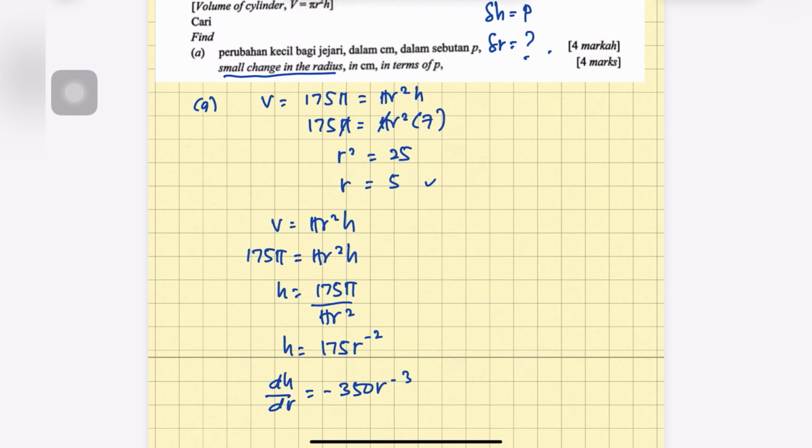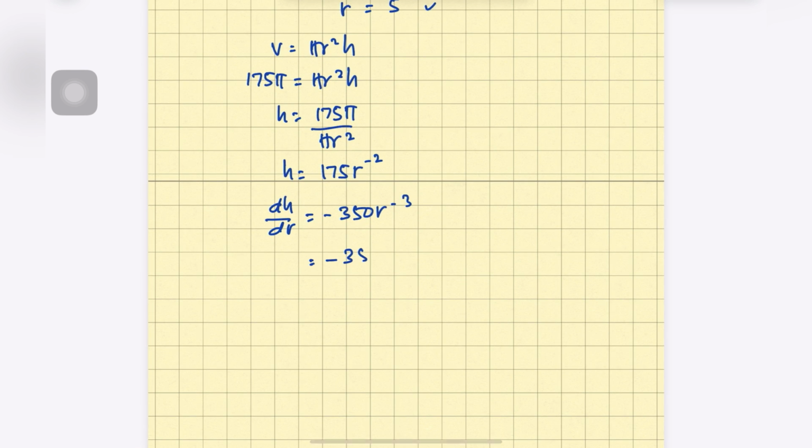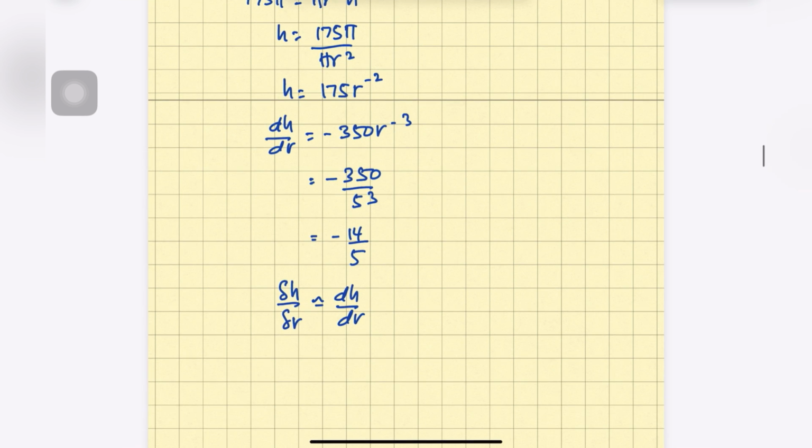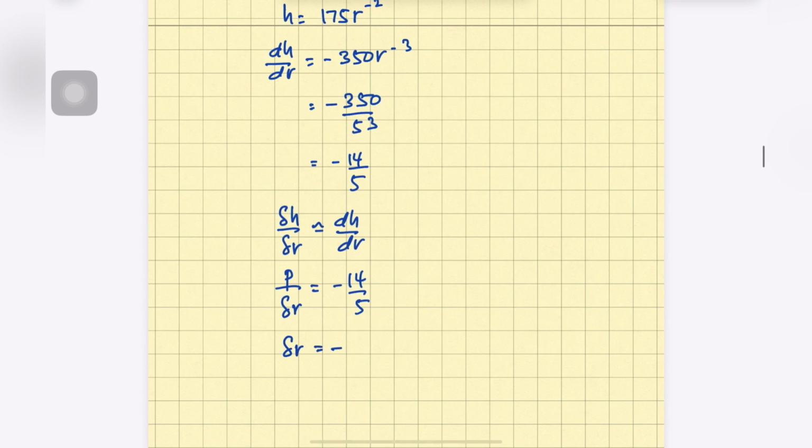Just now r is 5, so we substitute. So negative 350 over 5 cube equals to negative 14 over 5. Okay, so now we can use formula of approximate change. Kita ada dh dr, so delta h over delta r approximate to dh dr. Okay, so then delta h tadi p, so kita nak cari delta r. This one negative 14 over 5. So delta r equals to negative 5p over 14.